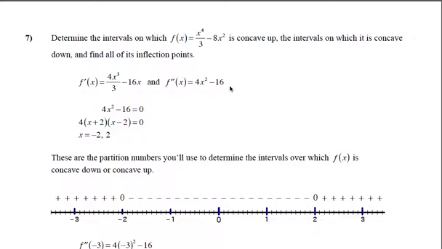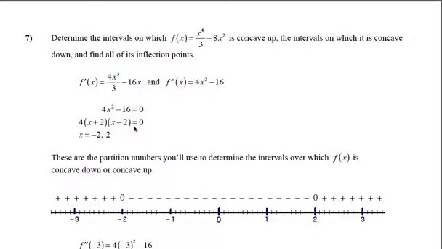Now we want to find the partition numbers that will give us the intervals that we want to assess for concavity. So we set that second derivative equal to 0, 4x squared minus 16. Here I have factored out the 4, and I show that.